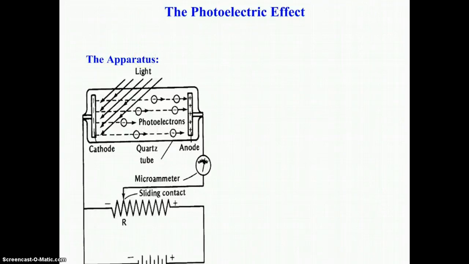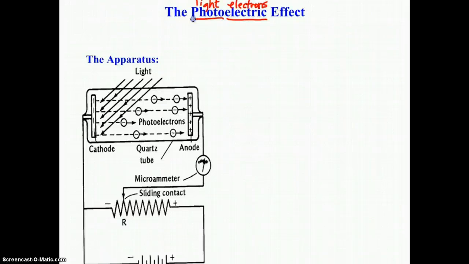All right, now that you're ready to go, let's talk about the photoelectric effect. Let's start off with what is the photoelectric effect. The photoelectric effect, just as its name implies, photo means light. Electric implies electrons. And of course, effect. The photoelectric effect is the effect of light removing electrons from a metal.